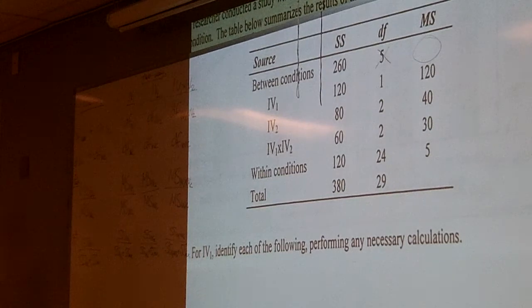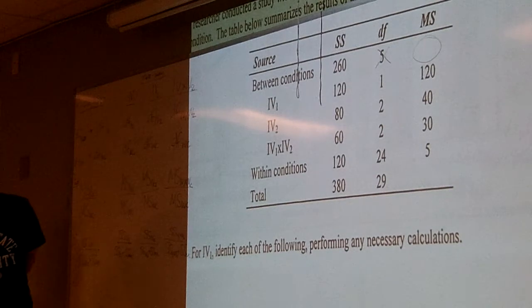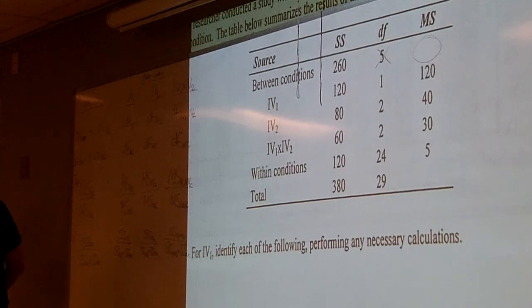Large. Okay. And for the interaction, what degrees of freedom will I use to look up F critical? 2 and 24. Not really 2 over 24, but 2 and 24. When you say 2 over 24, it sounds like we're going to do division. We're not dividing anything. It's 2 and 24. Those are the two things we use to look up the critical value.